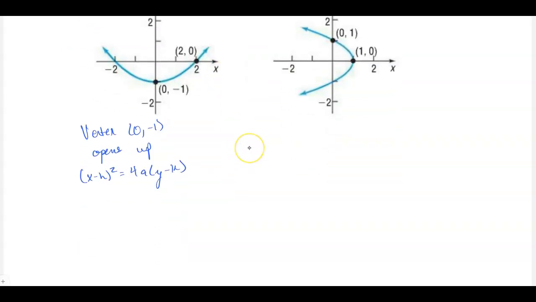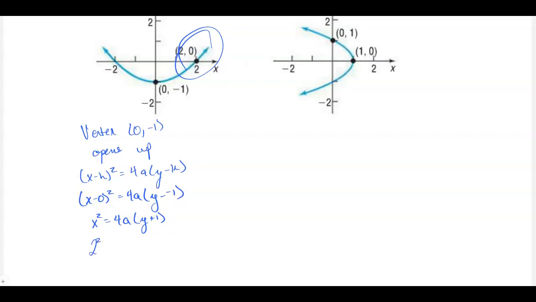So as of right now, here's the equation that we have: (x - 0)^2 = 4a(y - (-1)). I'm going to clean that up. That's going to be x^2 = 4a(y + 1). But this is where the point is going to come in. We do not have the focus, and we do not have the directrix. So we've got to use that point to figure out what a is. We're going to plug in x is 2 and y is 0 to find a.